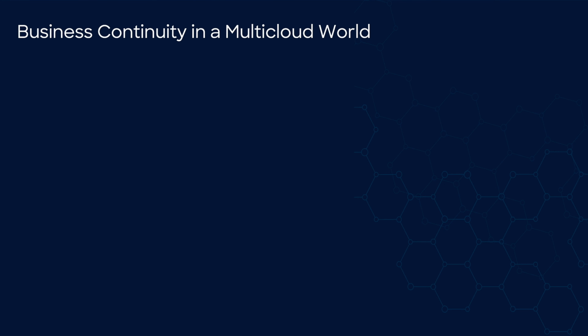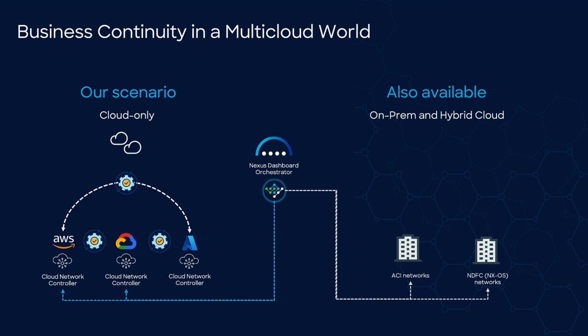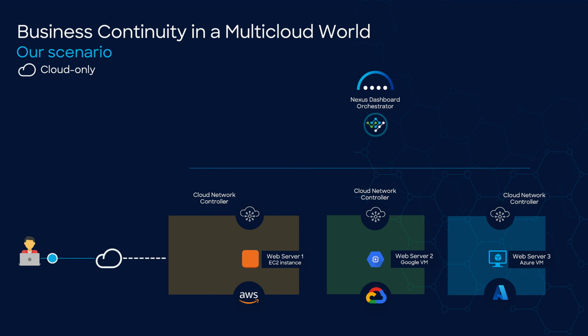Now that we know the benefits of the controller, let's put it into practice with a real use case. The scenario we will be working with is cloud only, but keep in mind, Cloud Network Controller can also extend policies with ACI and NXOS devices. Let's see how the topology for the demo is built in order to achieve business continuity between clouds.